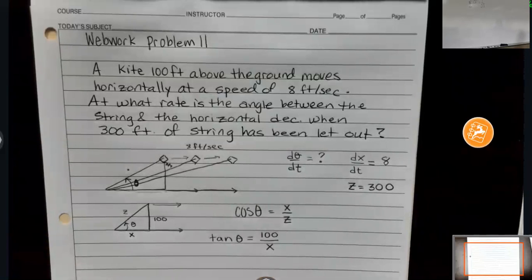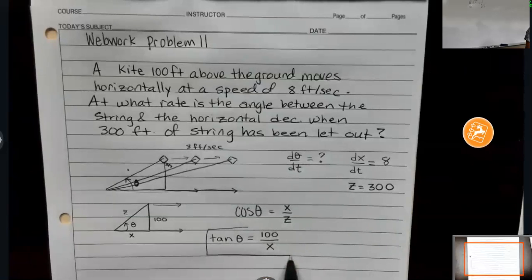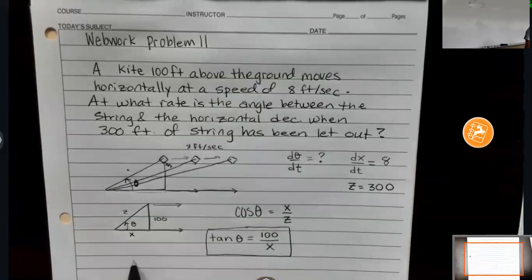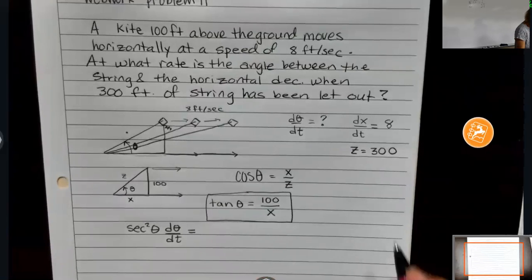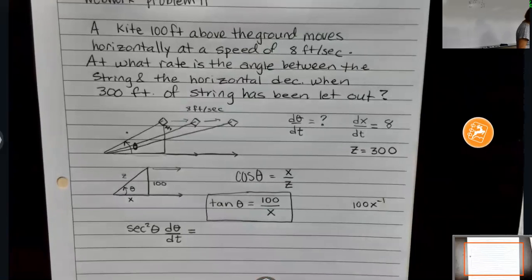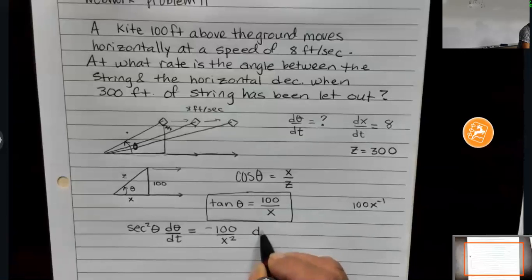And let's take the derivative of that. That'll give me a d theta dt and a dx dt, and those are the ones that I have information about. So let's start here and take the derivative of both sides. What's the derivative of the tangent of theta? And then we have to take the derivative of the angle. This is the same as 100 times x to the negative 1. So when we take the derivative of that, we'll get a negative 100 x to the negative 2. I'm going to write that as minus 100 over x squared. And then we get our dx dt.